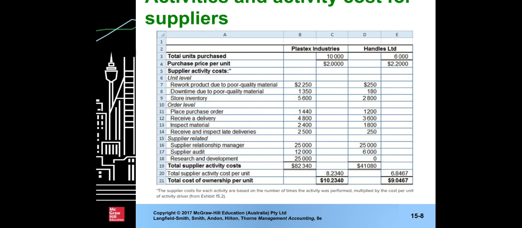So, and then total supplier activity cost per unit. So see here, for plastic, 82,340 divided by 10,000 units. So you get $8.234, or 23.4 cents. But for Handles Limited, the total supplier activity cost is 41,080. You divide by 6,000 units, so $6.84, 67 cents.